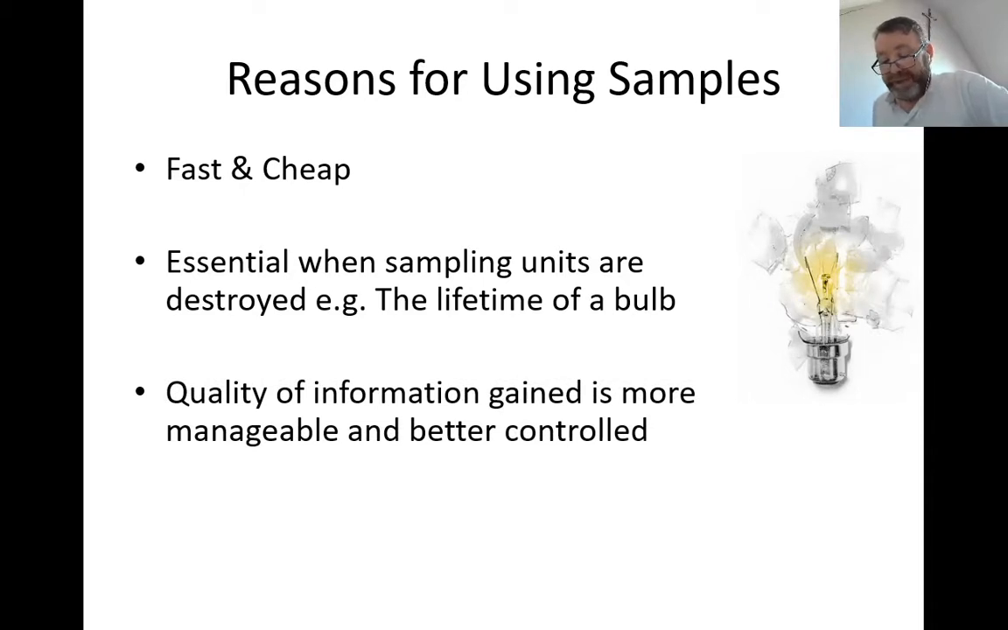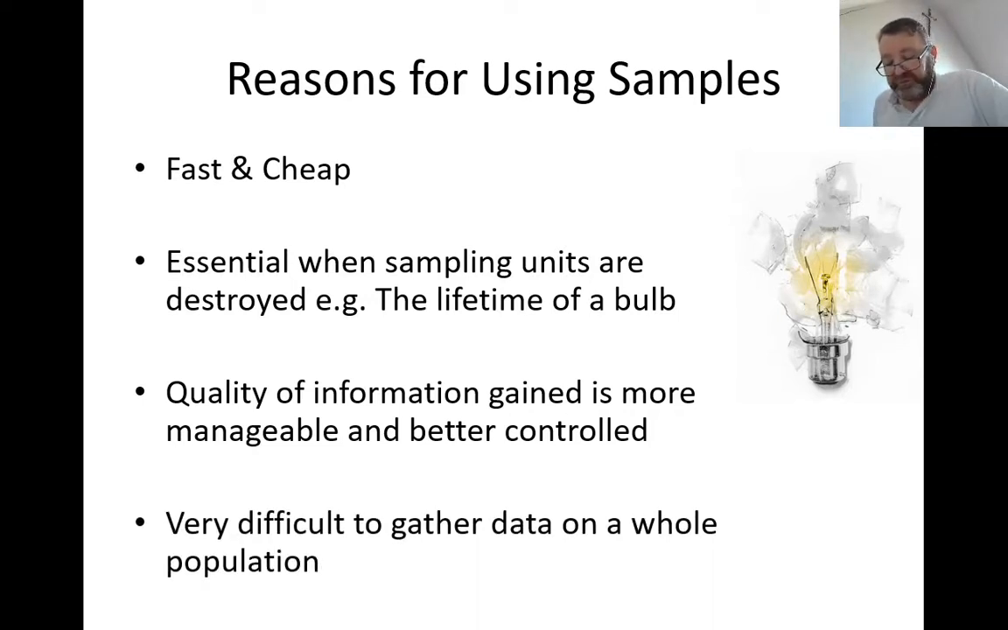Quality of information gained is more manageable and better controlled. So if you're going to use a sample, you can control it better. Imagine trying to collect some data from 5.5 million people. No, take a sample, it's easier to control, it's more manageable, okay? But difficult to gather data on a whole population. That's why a census is only carried out once every 4 years.